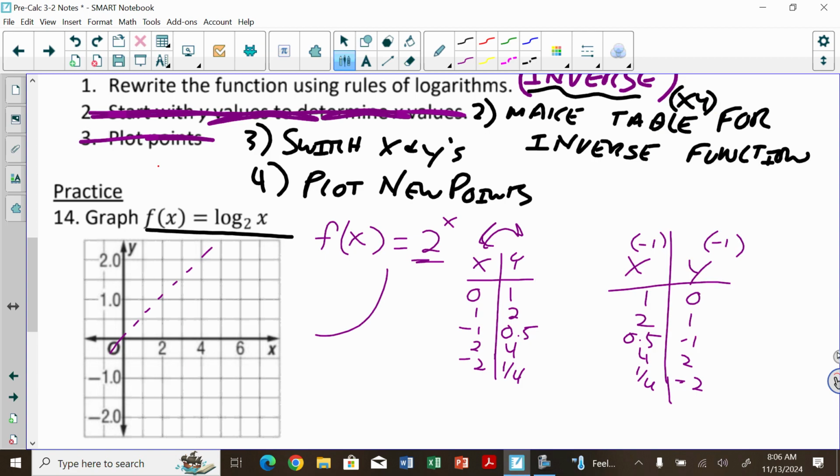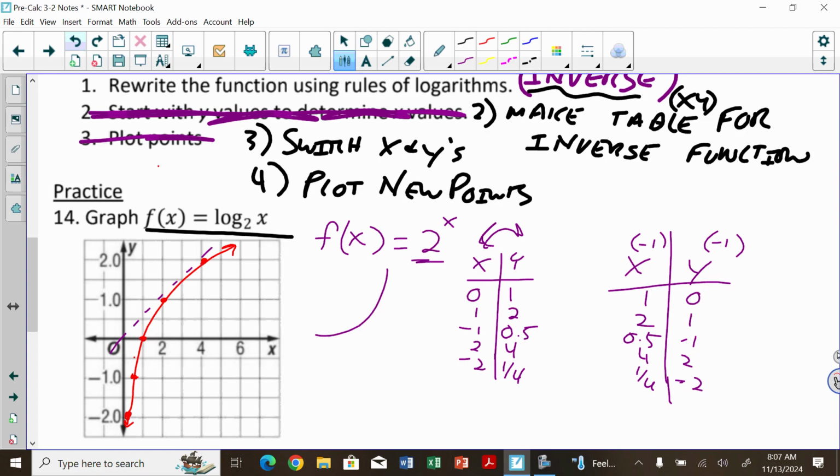So now when I graph those over here, I can say x is 1, y is 0. Just be careful with my scale there. X is 2, y is 1. X is 1/2, and I'm going to be down at -1. X is 4, y is 2. And then x is 1/4, way down at -2 here. So now my new graph is going to look like this.